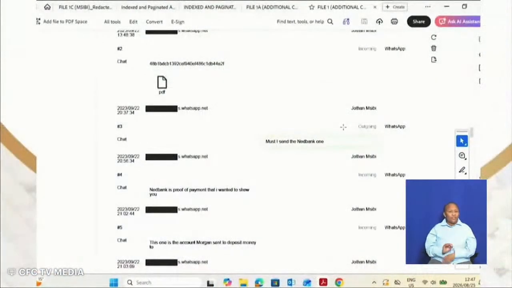Your response follows at chat 4. And you say Nedbank is proof of payment. That's what I wanted to show. Yes. Okay. What proof of payment was this? Do you have any recollection? No? Isn't it the proof of payment that they are here in the bundles? The Nedbank proof of payment?